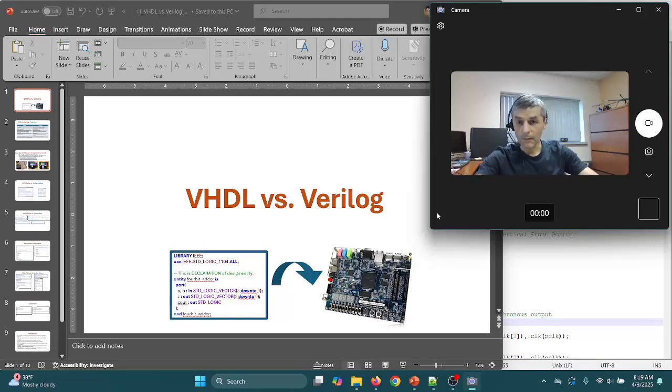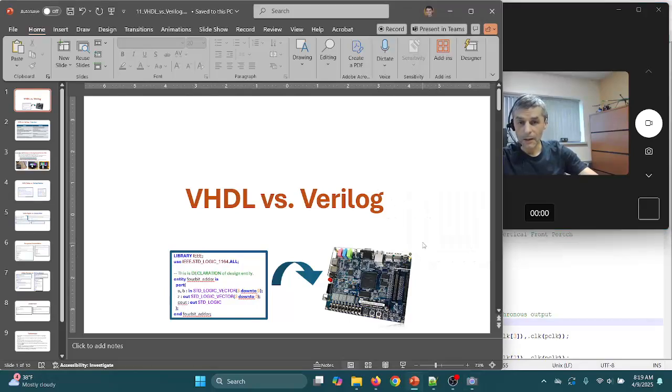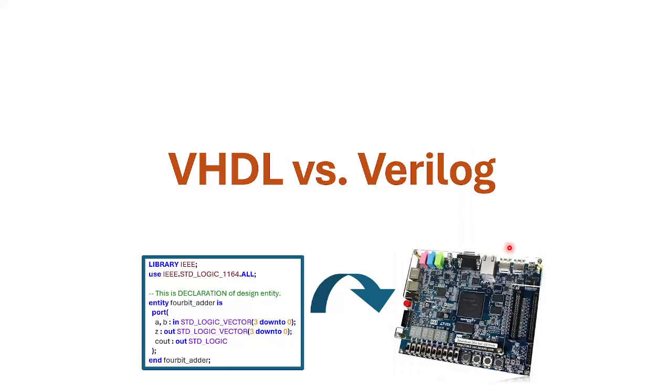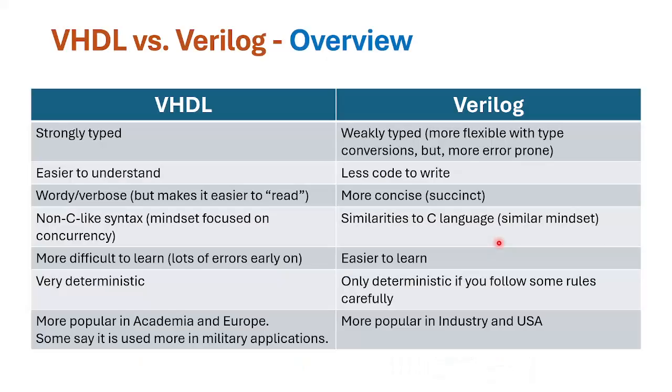Hey everyone, welcome back. In this presentation, we're gonna briefly talk about VHDL versus Verilog. First off, both of them are hardware description languages that we use to describe hardware concurrency, parallelism. Here's a table with a summary of some of the main similarities and differences between the two.